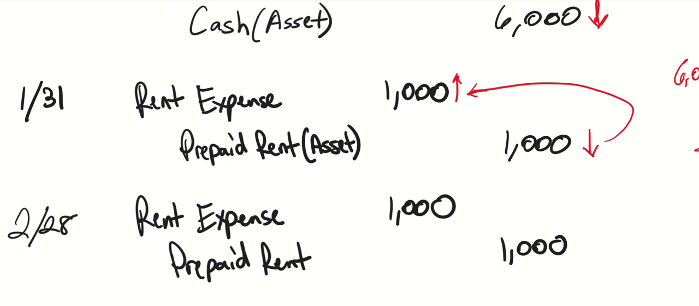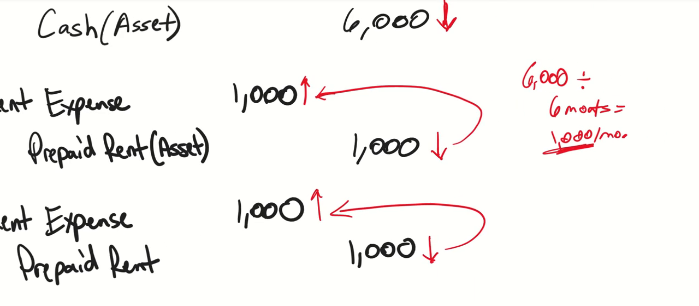Then on February 28th, this is the second month, the same entry is recorded. The rent expense is debited, which increases the balance in that account. The prepaid rent account is credited. So you're just moving that balance on a monthly basis from the asset account into the expense account.